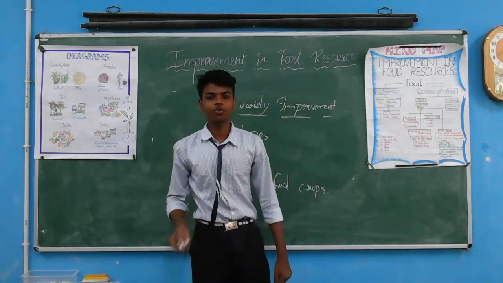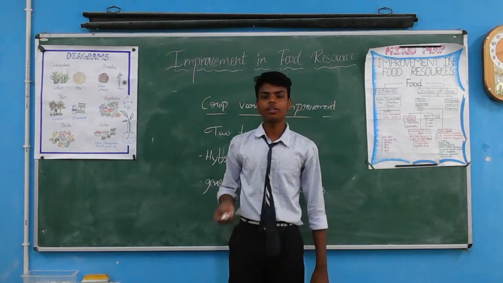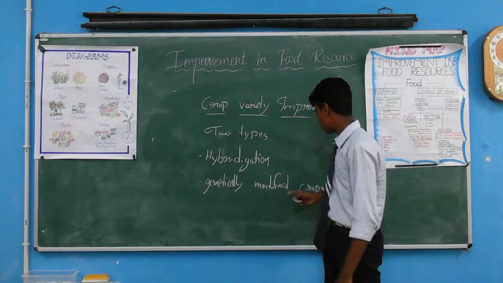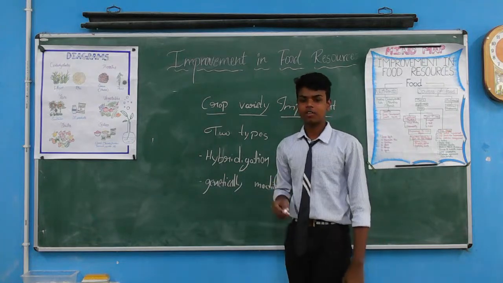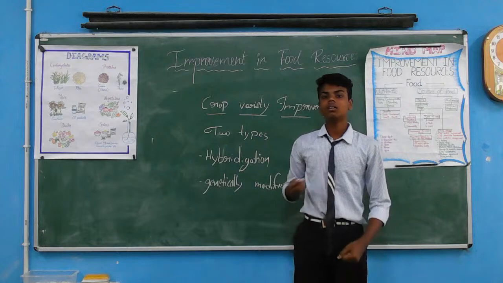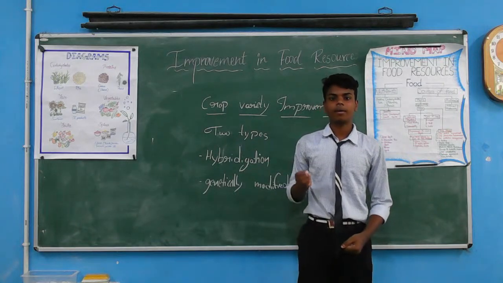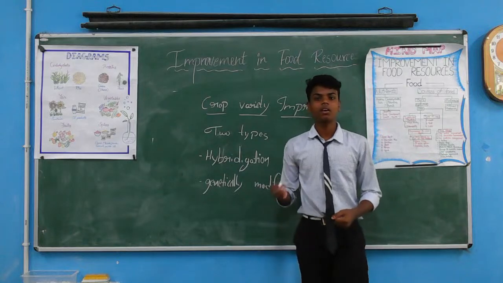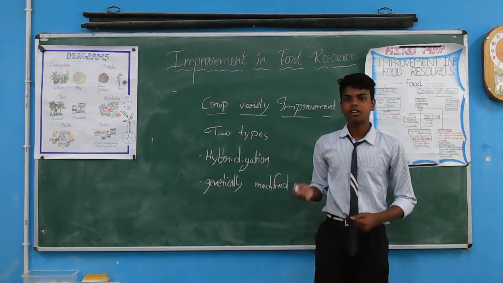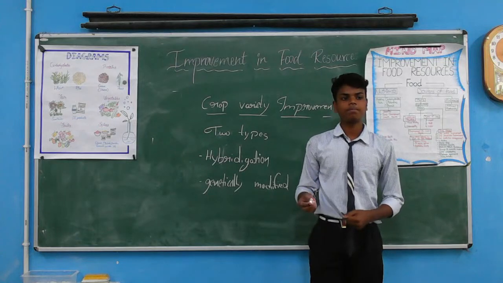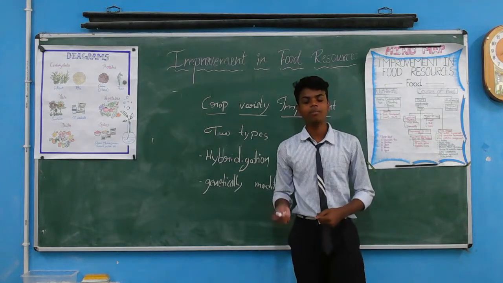There are two ways to develop a variety crop. The first one is hybridization, the second one is genetically modified crop. We look into the first one, hybridization. Hybridization means crossing between dissimilar plants to produce a new, high yielding variety plant. There are three further types of hybridization.